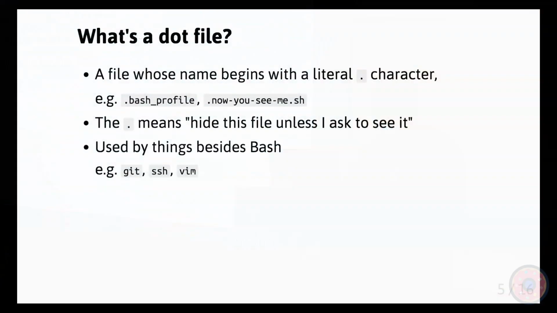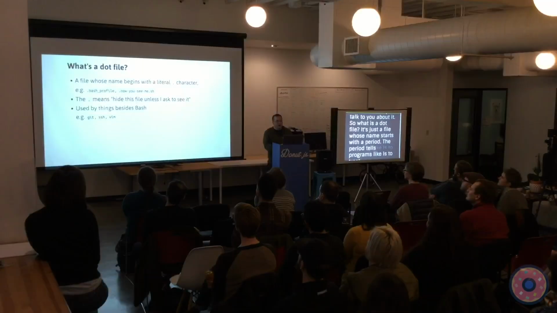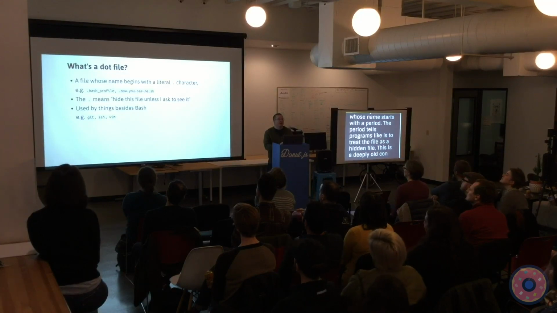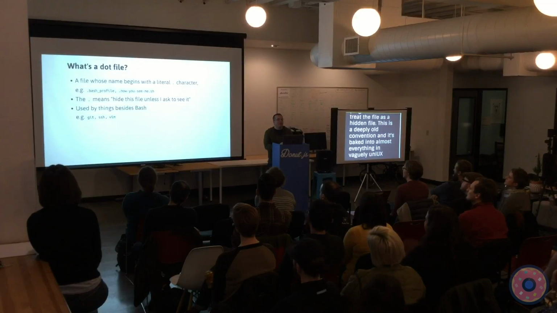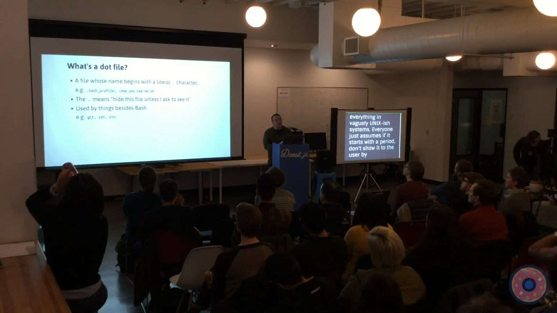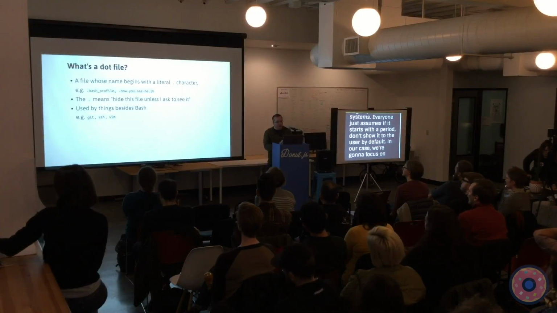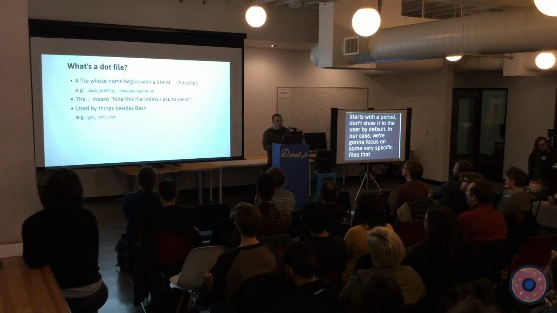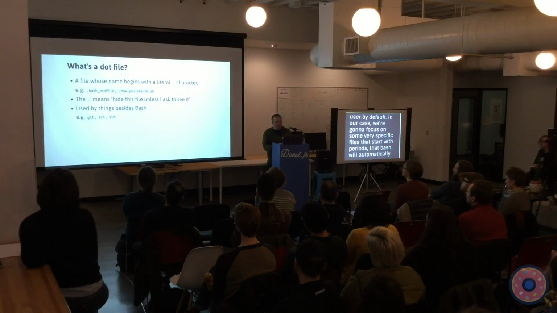So, what is a dot file? It's just a file whose name starts with a period. The period tells programs like ls to treat the file as a hidden file. This is a deeply old convention, and it's baked into almost everything in vaguely Unix-ish systems. Everything just assumes if it starts with a period, don't show it to the user by default. In our case, we're going to focus on some very specific files that start with periods that Bash will automatically look for when you log in or out of a terminal.